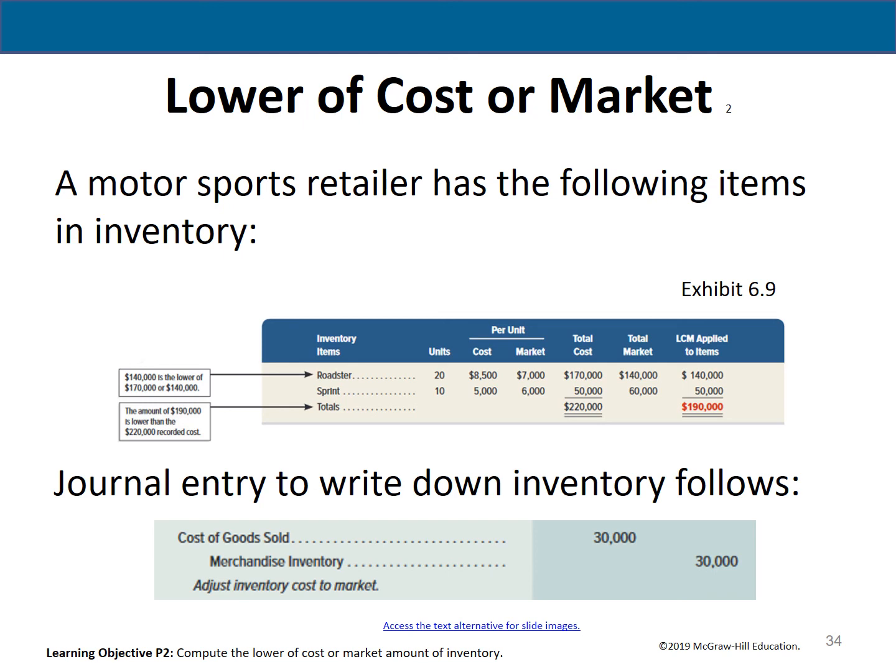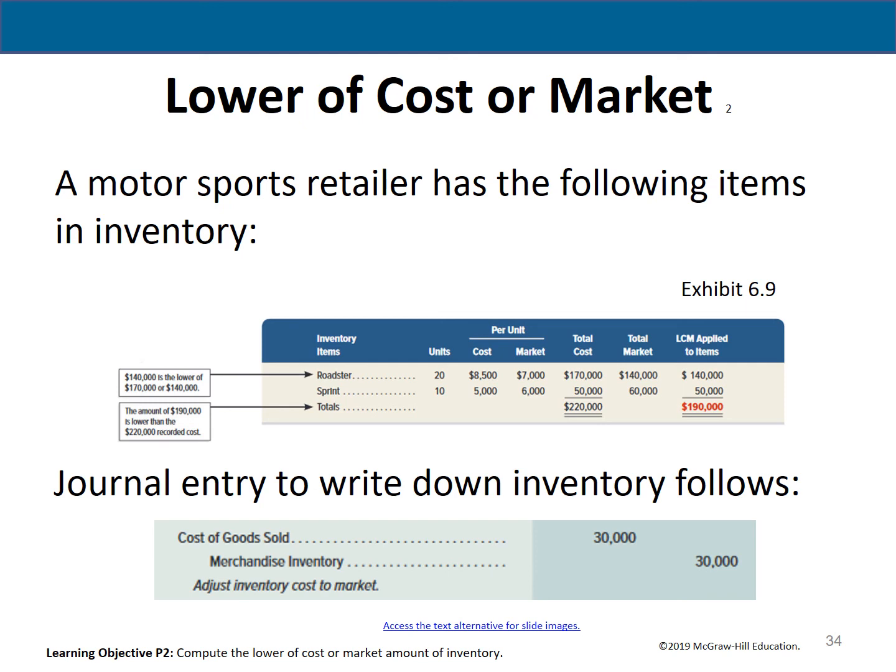So if we apply the lower of cost or market to each of these individually, which one should we report the inventory at? The $140,000, not what we paid for it, because the replacement cost is lower.